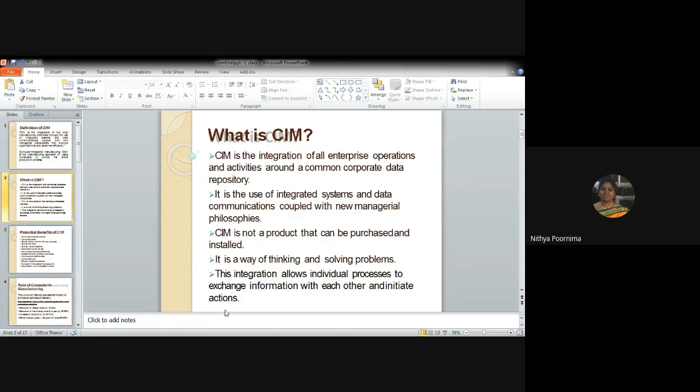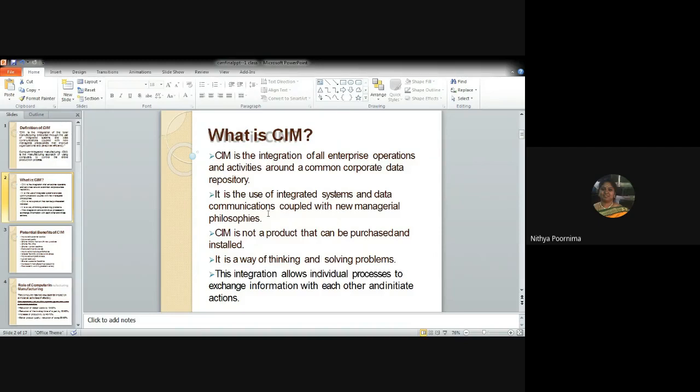Then let's see what is SIM. Under this component, I said it is an integration of all entire enterprise operations and activities. Integrated systems and data communications are coupled with new managerial philosophies. New managerial philosophies means, what is the key component of having managerial philosophies?